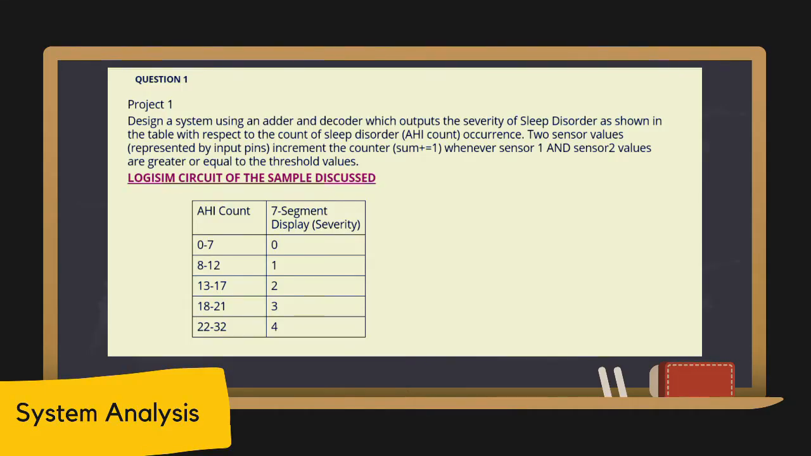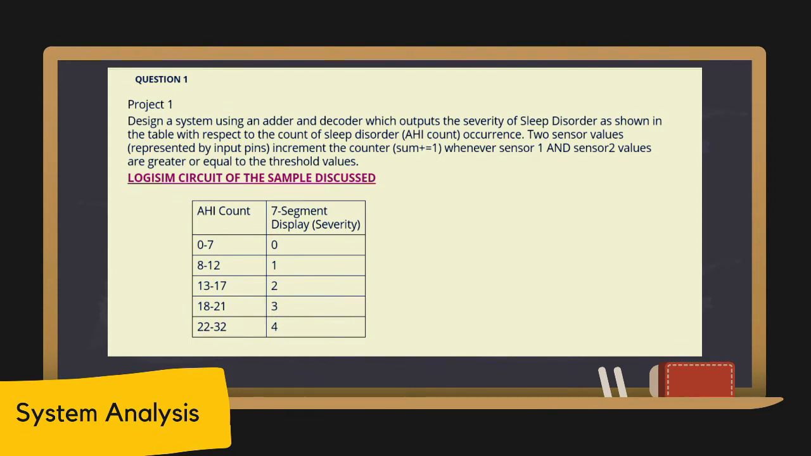In this project, we are asked to create a system using an adder and decoder which outputs the severity of sleep disorder. So the severity of sleep disorder is actually determined by the AHI count occurrence. The apnea-hypopnea index count is a scale of measurement of how severe your sleep apnea is. So the higher the count means that you have a worse condition of sleep apnea.